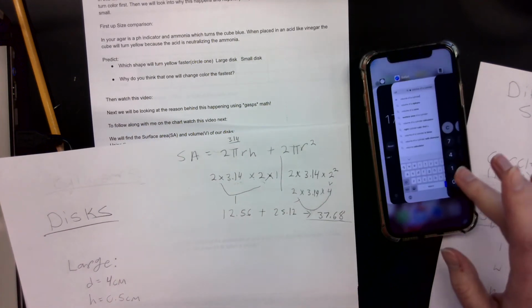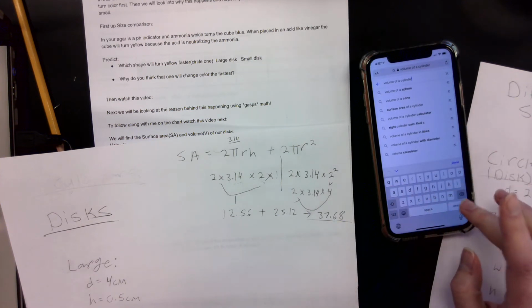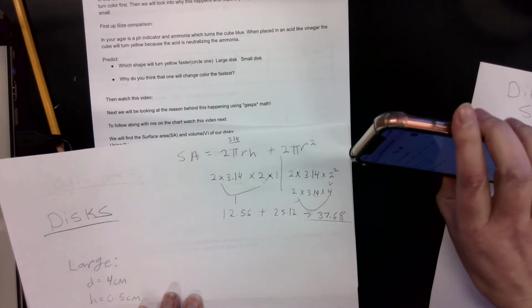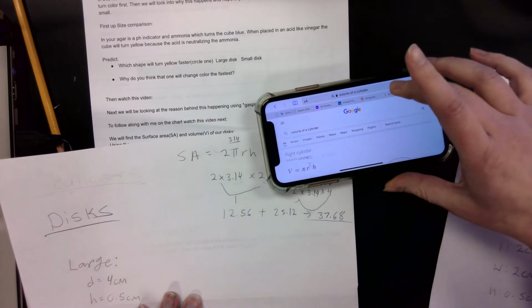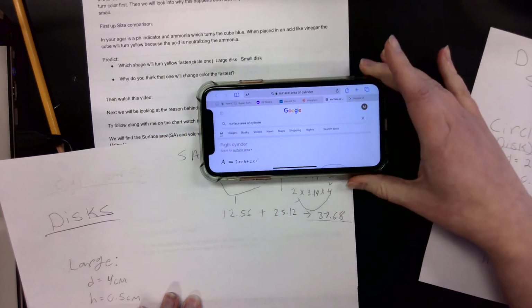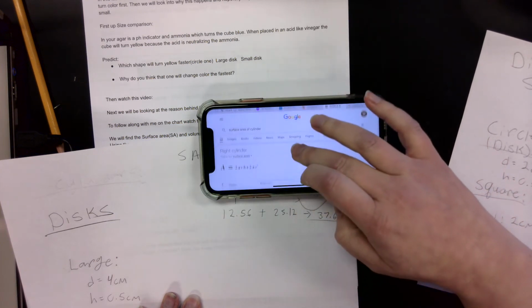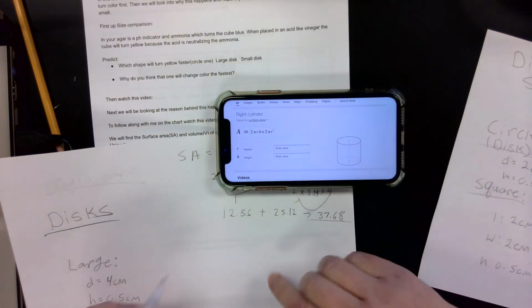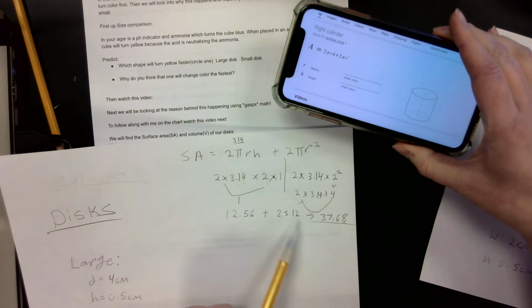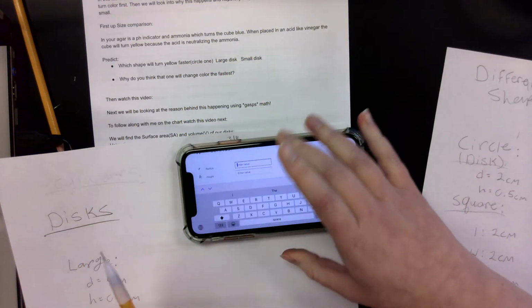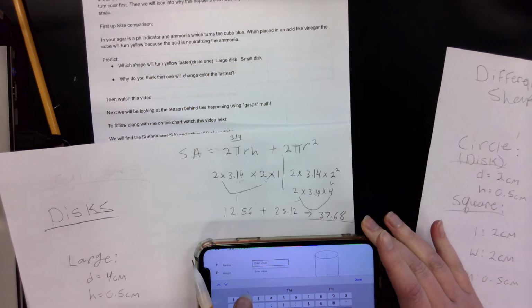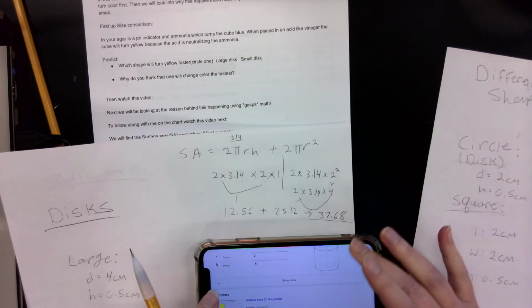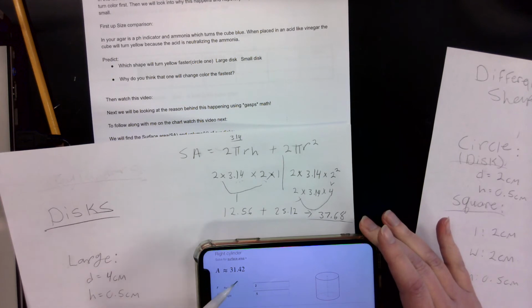And yes, there is. If you went to Google and looked up the surface area of a cylinder right here in the search bar, it comes up with this guy, which is an easy way to do your cylinders without having to do the math. I wanted to show you how to do it longhand, but you can just come in here, put in your radius, which was 2, and your height, which was half a centimeter, so 0.5, and it comes up at 31.42.